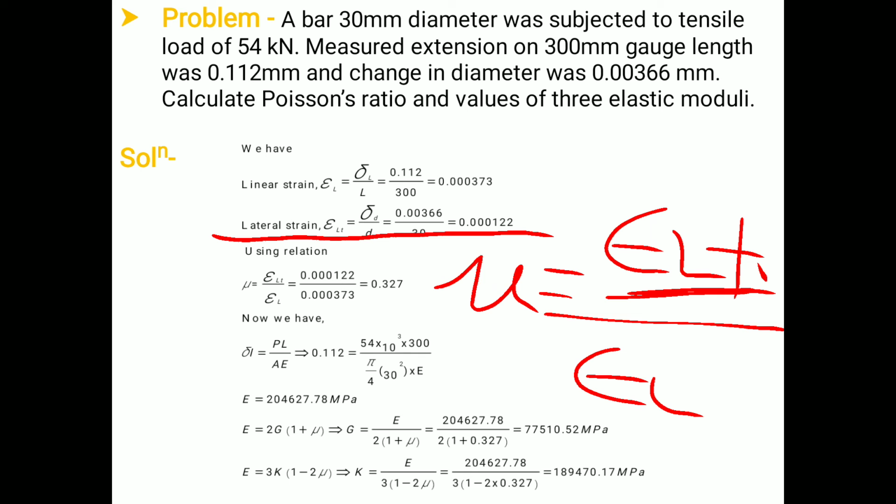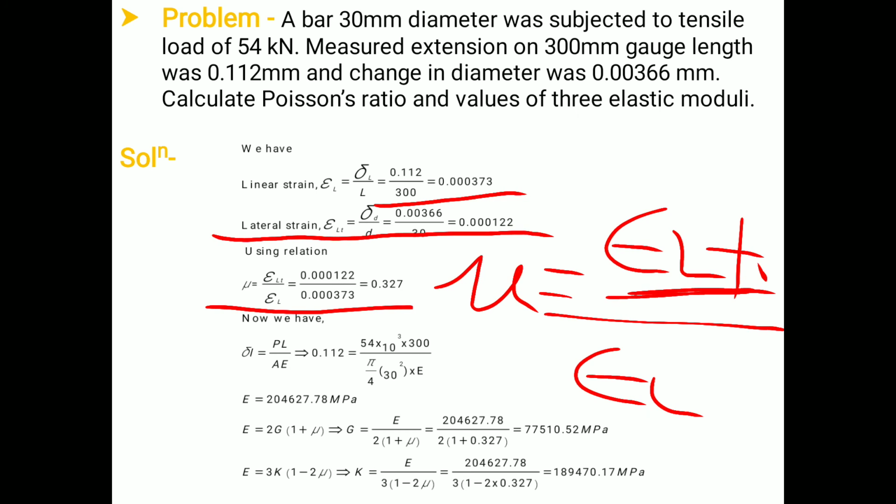Once you know the value of lateral strain, we have to find out the value of linear strain. Linear strain is nothing but a change in length upon original length. In the numerical, the change in length is also given: it is 0.112 upon original length 300. Therefore, we have the linear strain equal to 0.000373.